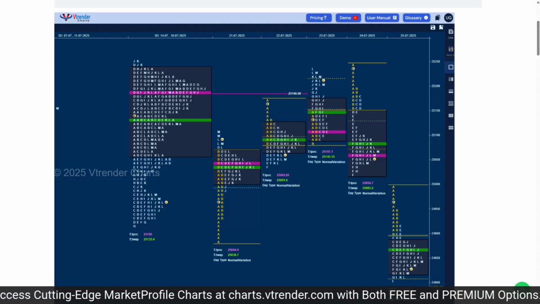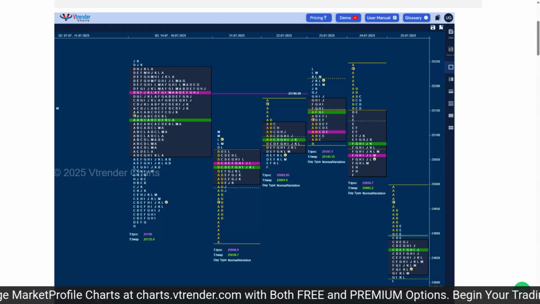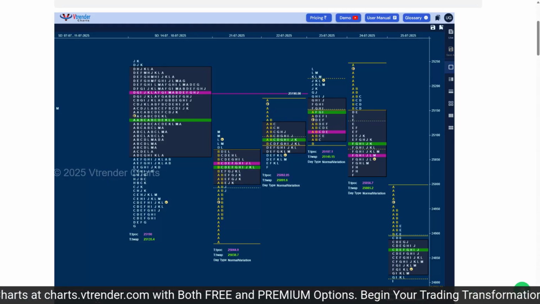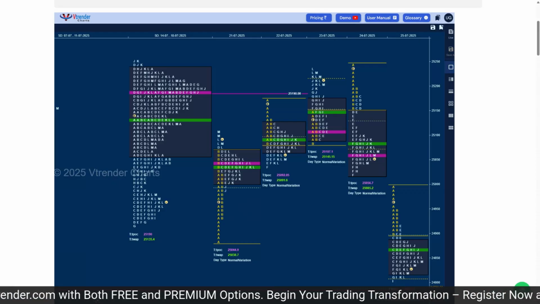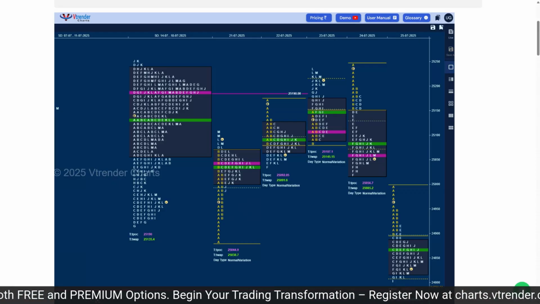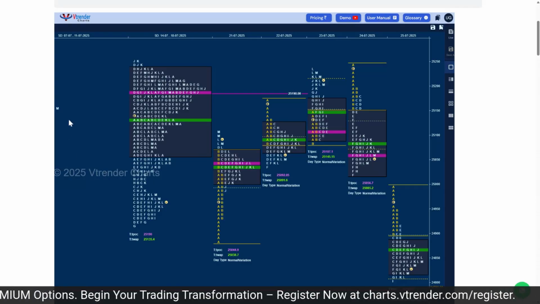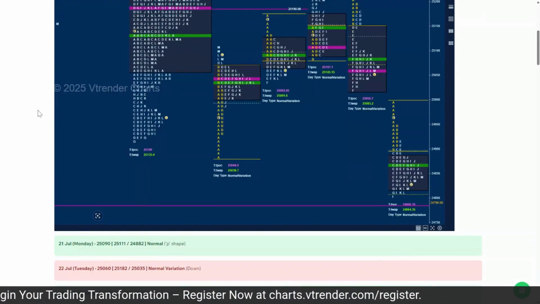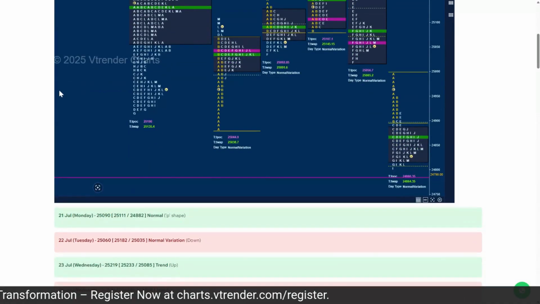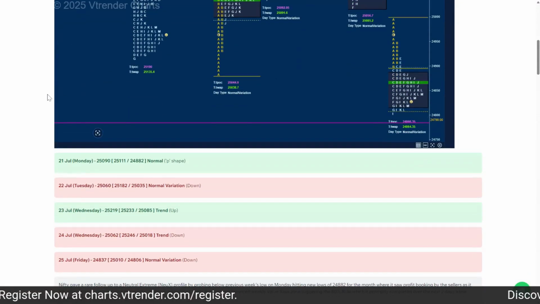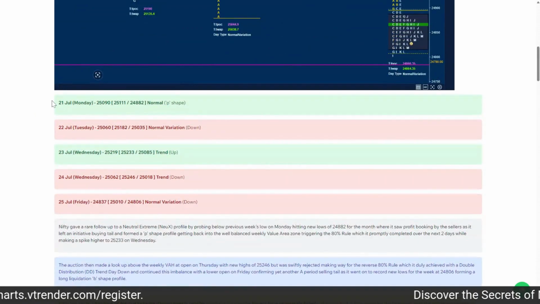The low we made on Friday was 24806. So it was almost like tagging the 24790, meaning that we almost hit the objective. So you can see what we have done on the daily time frame.